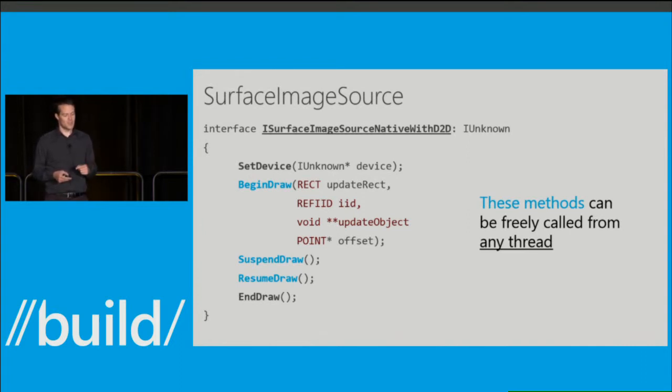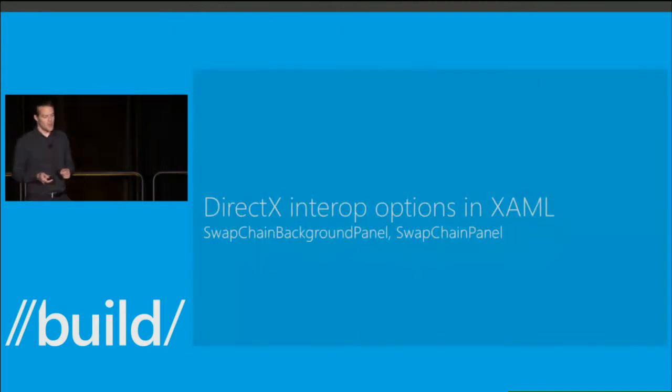The reason the SuspendDraw and ResumeDraw APIs are really useful here is that if you want to draw a bunch of Direct2D or Direct3D content off thread, you can call BeginDraw on one surface, draw it, then call SuspendDraw, and then switch to a different surface, call BeginDraw, SuspendDraw, and you can take all of those surfaces that are now suspended and EndDraw them all at once on the UI thread to commit those updates all together. So that's the surface image source, virtual surface image source API set.